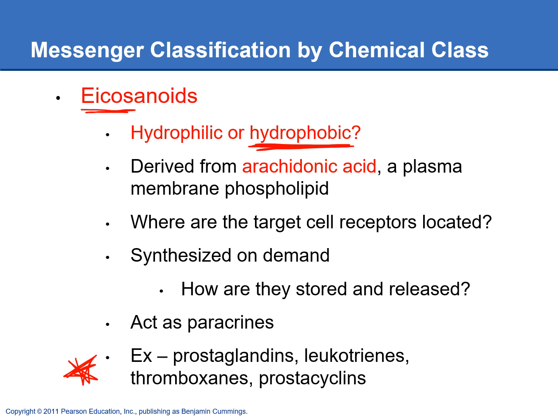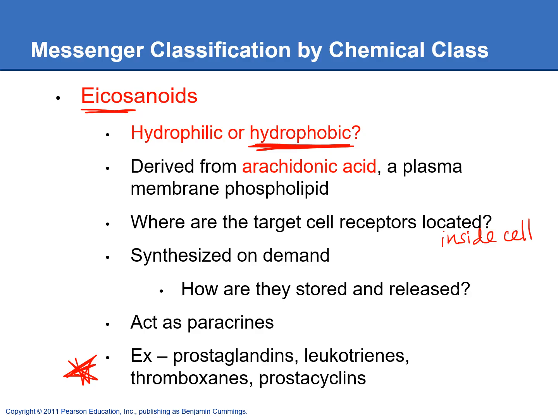All right, so knowing that eicosanoids are hydrophobic, where do you suppose the target cell receptors are going to be located? So would they be on the cell surface, or are they going to be inside the cell? So hopefully you said that they're going to be inside the cell. So remember that eicosanoids being hydrophobic, they can just diffuse right through the cell membrane, and so they'll bind to receptors that are inside the cell.